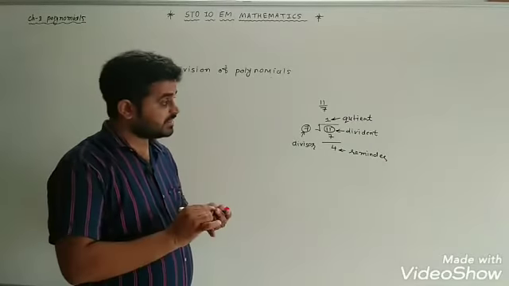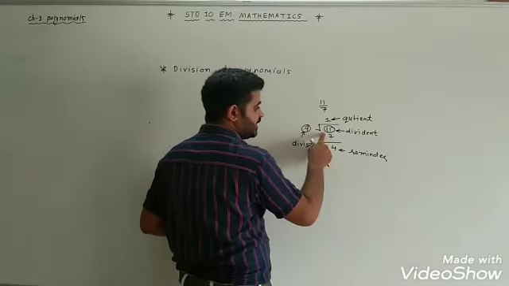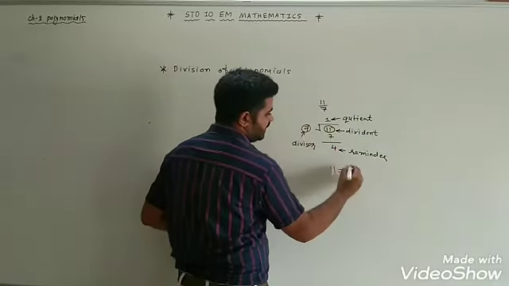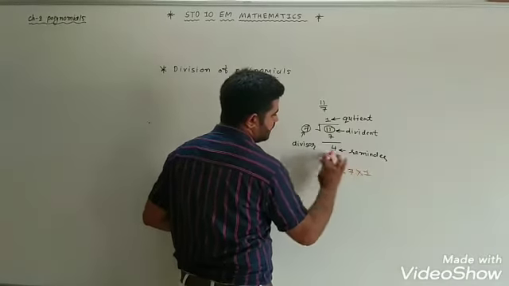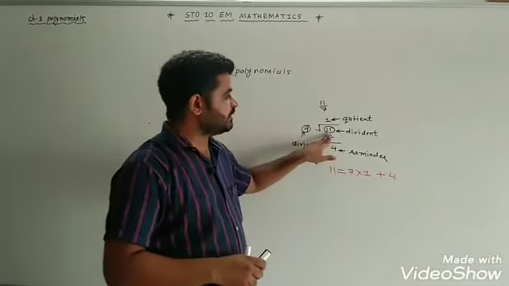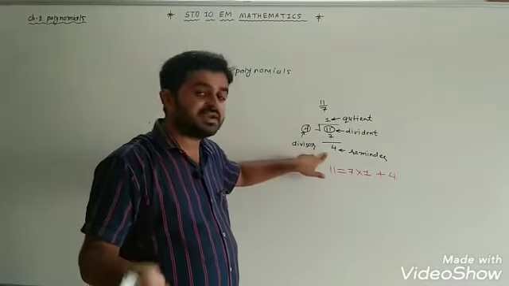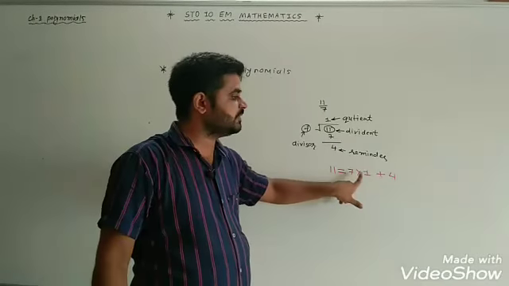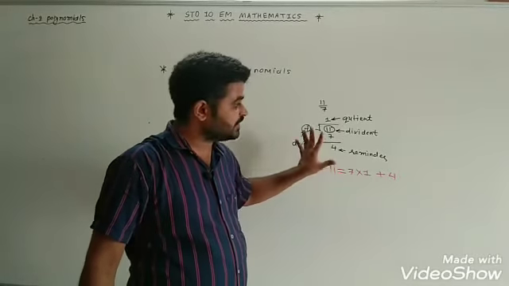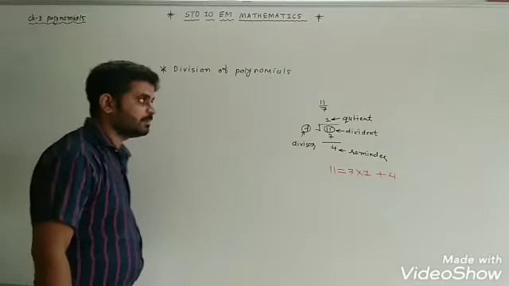Now we can say that the mixed fraction, you know very well, 11 is equal to 7 into 1 plus 4. Okay, so 11 is equal to the multiple of divisor and quotient, and the remainder will be added in it. Look here, 7 into 1 is 7, plus 4 we got 11. Okay, this example is most important to understand the division of polynomial.